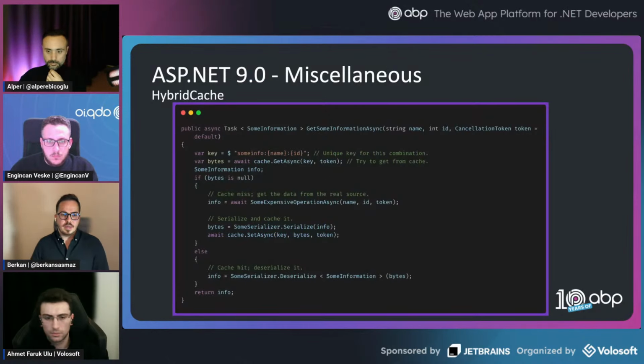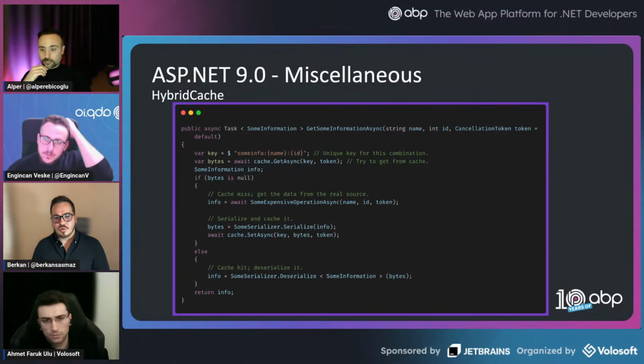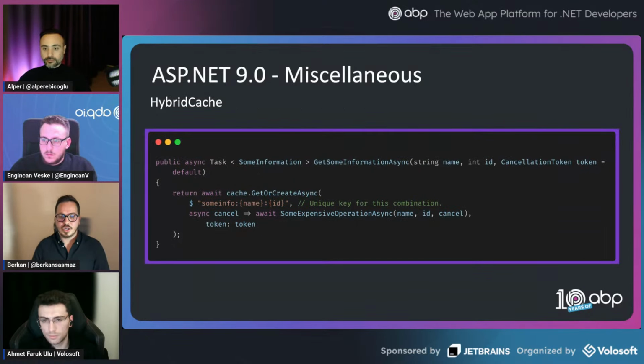Let's continue with hybrid cache. Before ASP.NET Core 9, caching required handling serialization and deserialization manually. During a cache miss, multiple concurrent requests could perform the same expensive operation, resulting in redundant processing and increased resource usage. Now let's look at how hybrid cache changes things in ASP.NET Core 9.